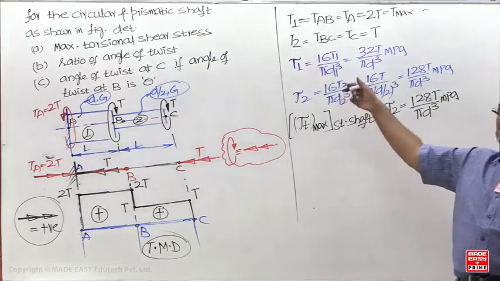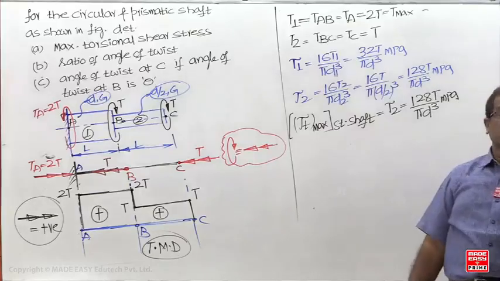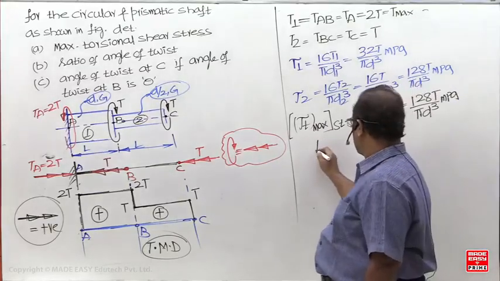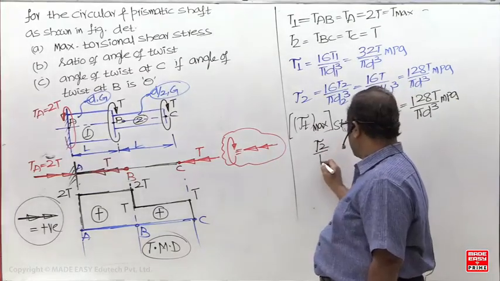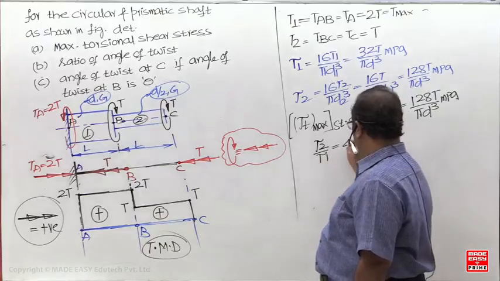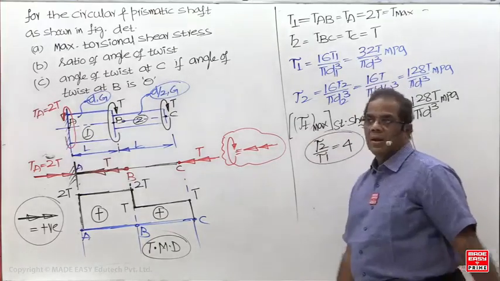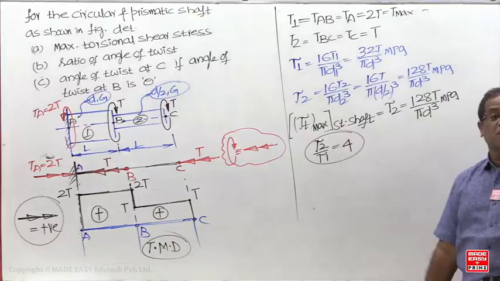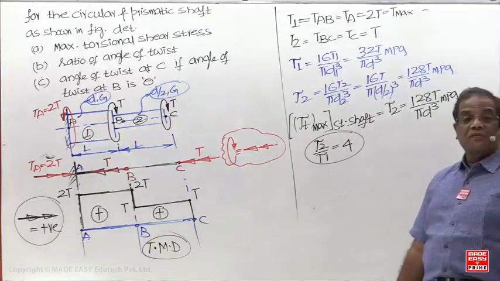Sometimes they ask for the ratio of these two. What is the ratio of the maximum torsional shear stresses? Tau 2 by tau 1. It is going to be 4. Next, what is asked now? The ratio of angle of twist.